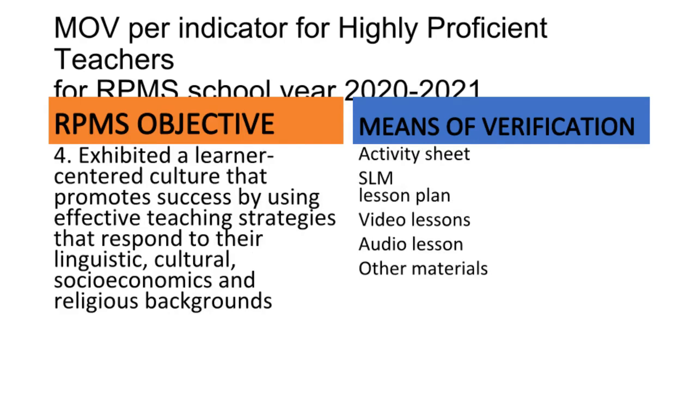RPMS objective. Exhibited a learner-centered culture that promotes success by using effective teaching strategies that respond to their linguistic, cultural, socioeconomic and religious backgrounds. Means of verification. Activity sheet, SLM, lesson plan, video lessons, audio lesson, other materials.